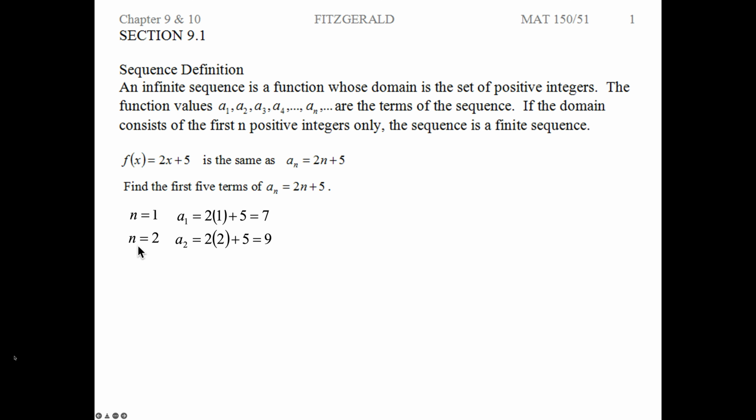Then we're going to do n equals 2. A sub 2 is equal to 2 times 2 plus 5, which is 9. N is 3. A sub 3 is 2 times 3 plus 5. 6 plus 5 is 11. A sub 4, 2 times 4 is 8 plus 5 is 13. N equals 5. A sub 5 is 2 times 5, which is 10, plus 5 is 15.